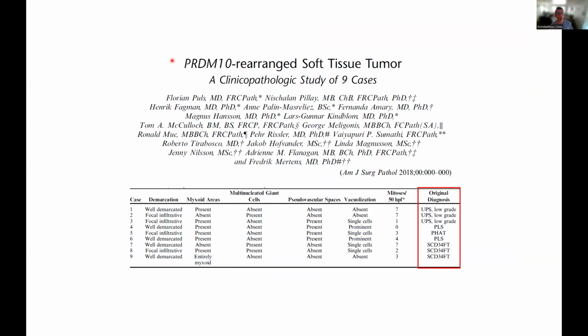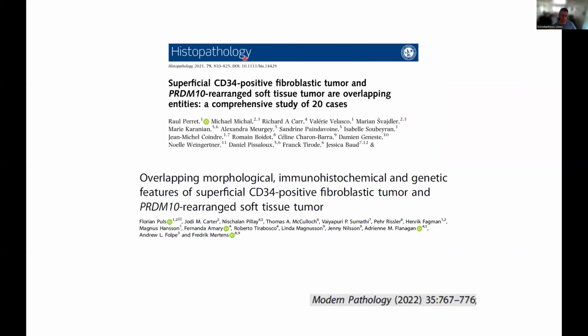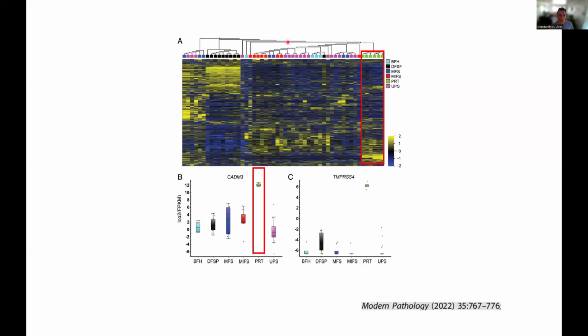And people a bit later published the PRDM10-rearranged soft tissue tumors, and they look awfully similar to the superficial CD34 tumors. So now we believe that these tumors belong to the same spectrum. And when people did gene expression analysis, all these superficial CD34 tumors, either rearranged or not, clustered together. So that's further evidence that they are a separate entity.